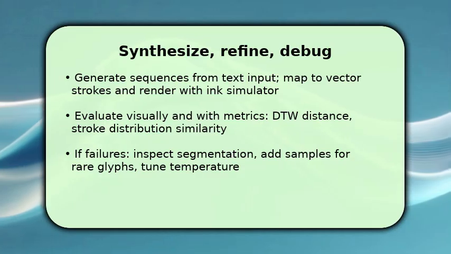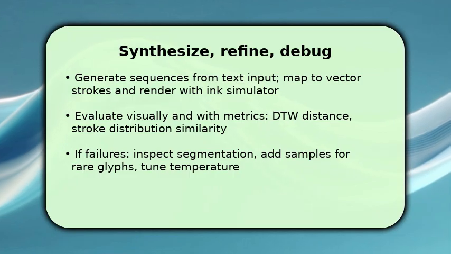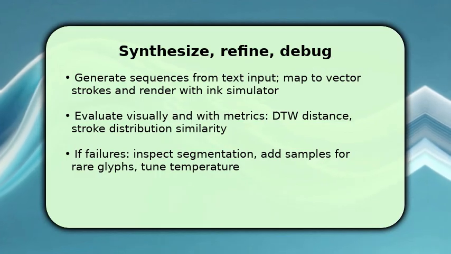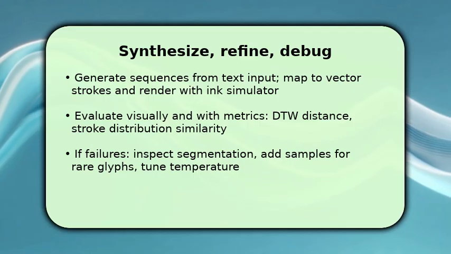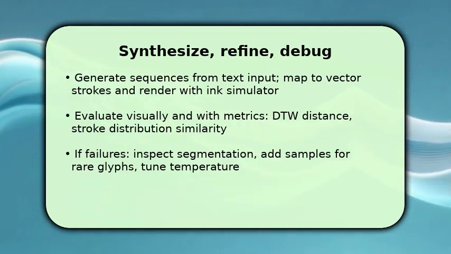To finish, synthesize handwriting by converting input text into character sequences, sampling stroke outputs from the trained model, and rendering them with an ink simulator that applies stroke width and pressure. Evaluate results visually and with metrics like dynamic time warping and stroke distribution similarity to your sample. This tells you why errors persist.